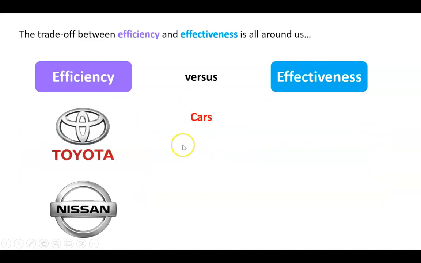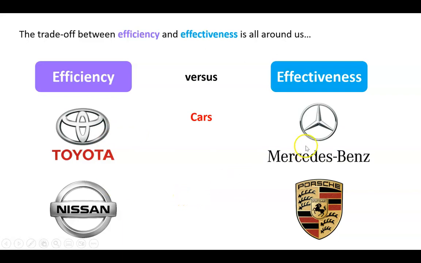So for example, with cars, very efficient businesses that make a lot of outputs with the least amount of inputs are businesses like Toyota and Nissan. Whereas with effectiveness, you could say Mercedes or Porsche or Lamborghini, Maserati, they're more effective. They don't need to make a lot of it. They just need to make really good, high quality outputs.